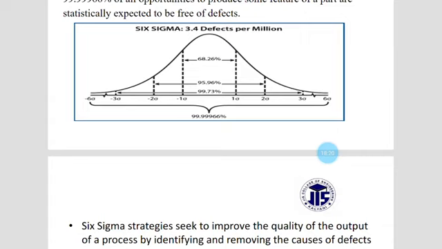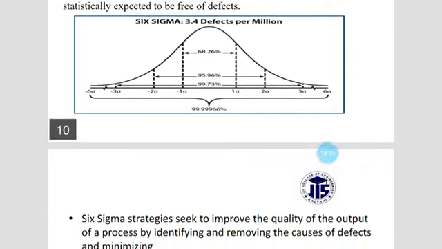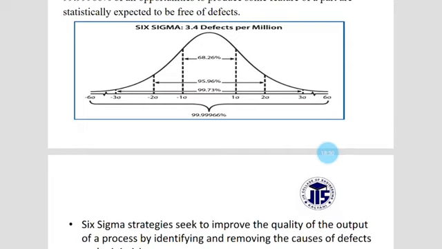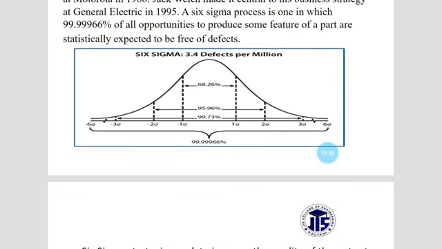Not 99%, but the positive 6 sigma to the negative 6 sigma will be considered according to this. 99.99966% will be considered, like the feature of the part of the statistical expectation for the period of defects.